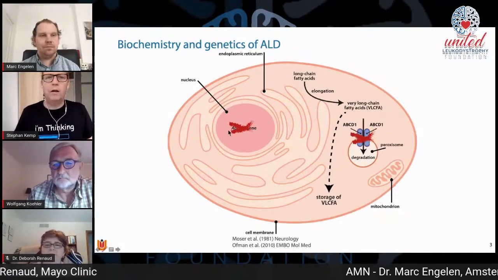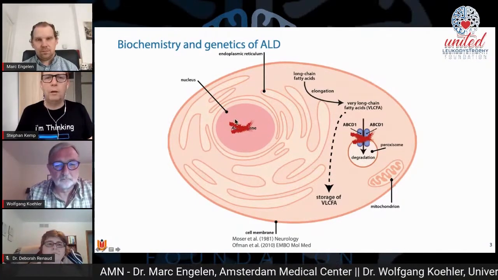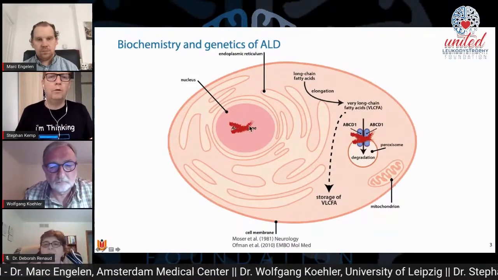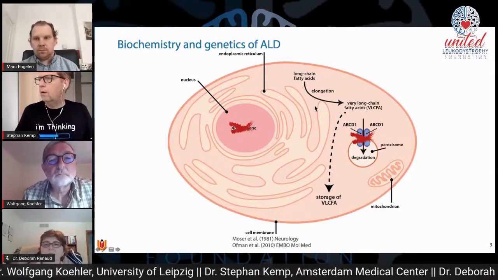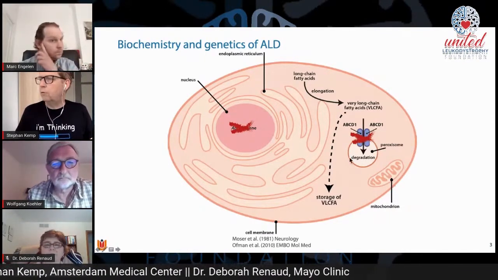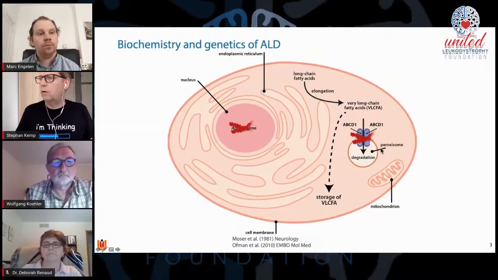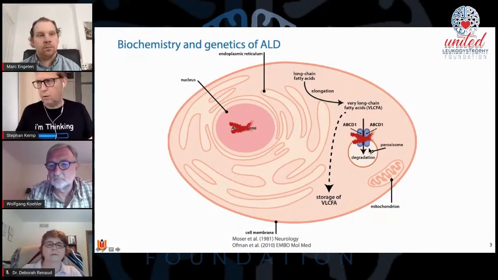So this is a cell with the nucleus and the genetic material. And that's also where the ALD gene resides, the ABCD1 gene. And this organelle here is a peroxisome, and this is where very long chain fatty acids need to be broken down. And the very long chain fatty acids are the fatty acids that build up in ALD.